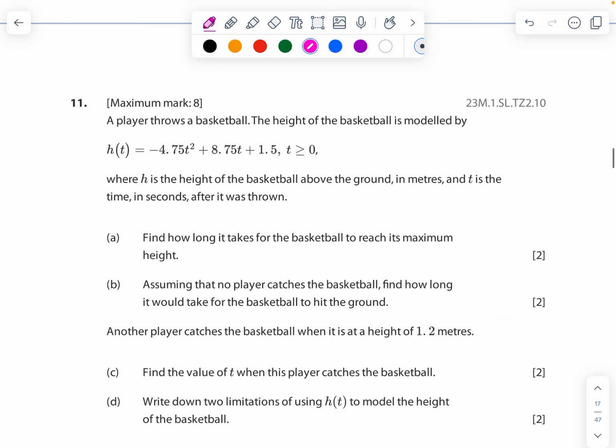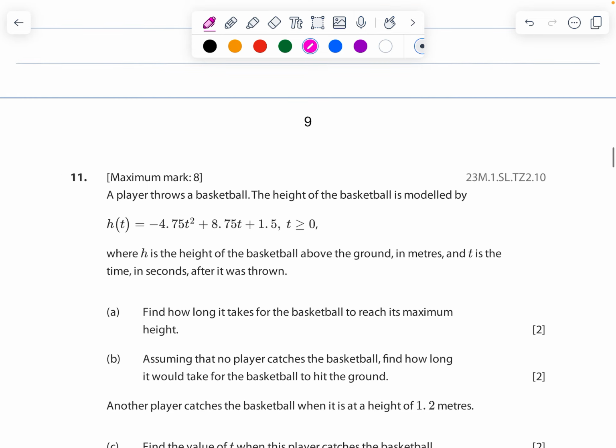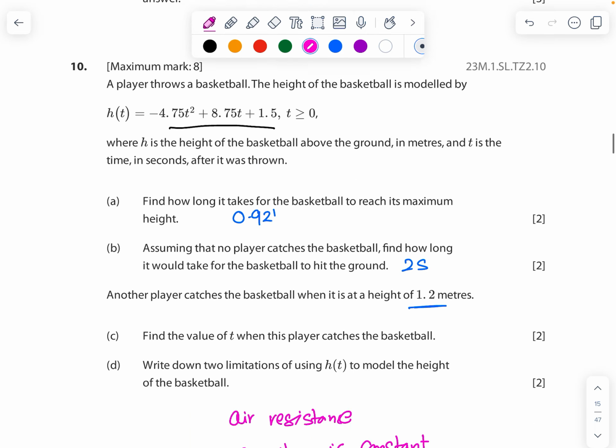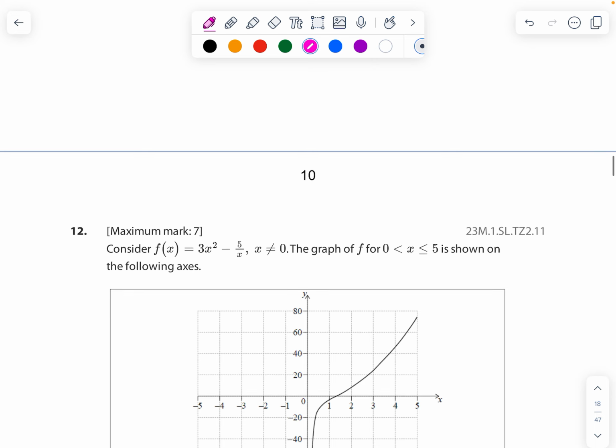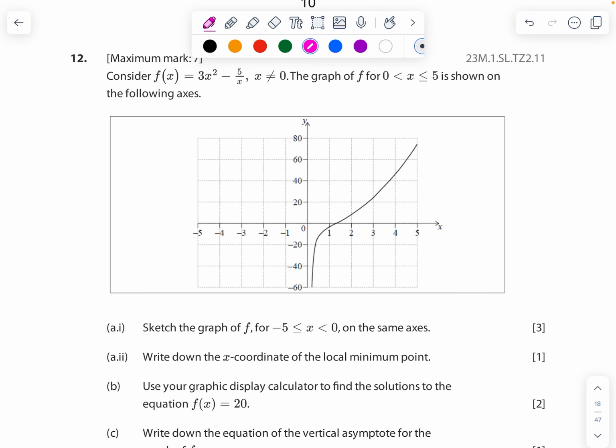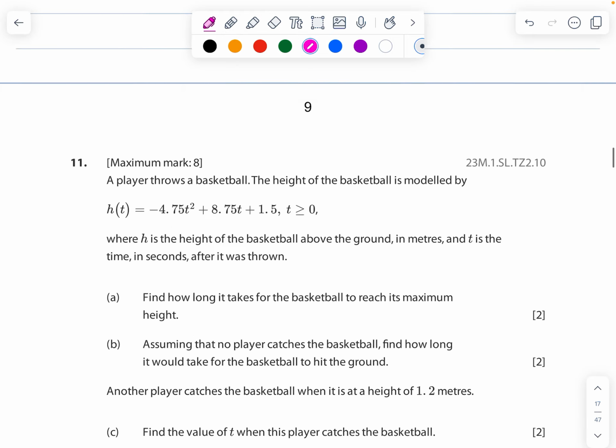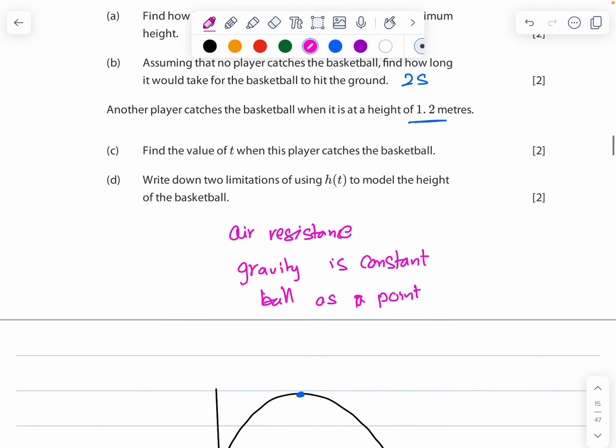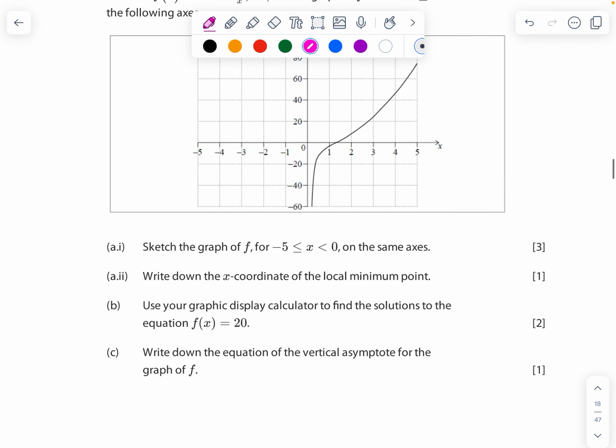Next, question number 11. A player throws a basketball, again with the formula. I think it is the same question. Question number 10 and 11 are repeated, so we'll go to question number 12.